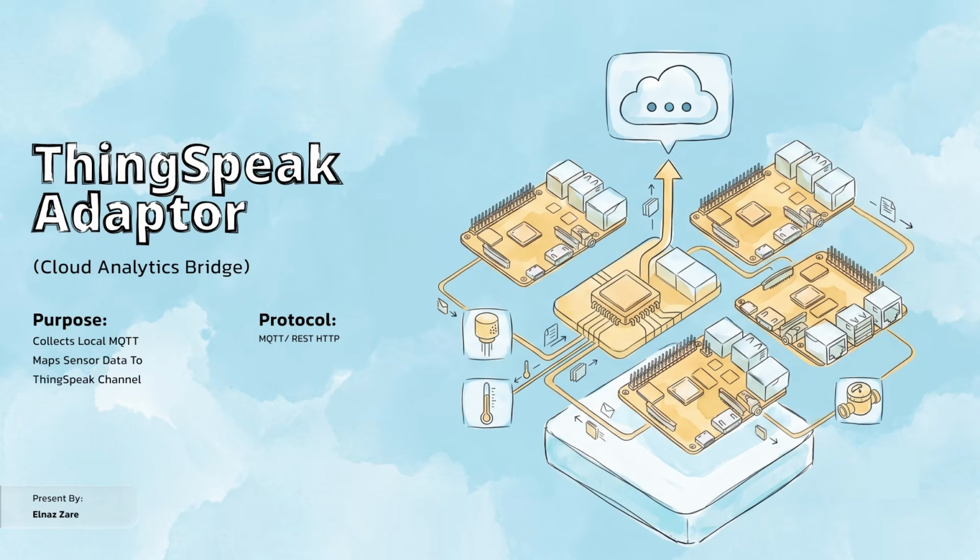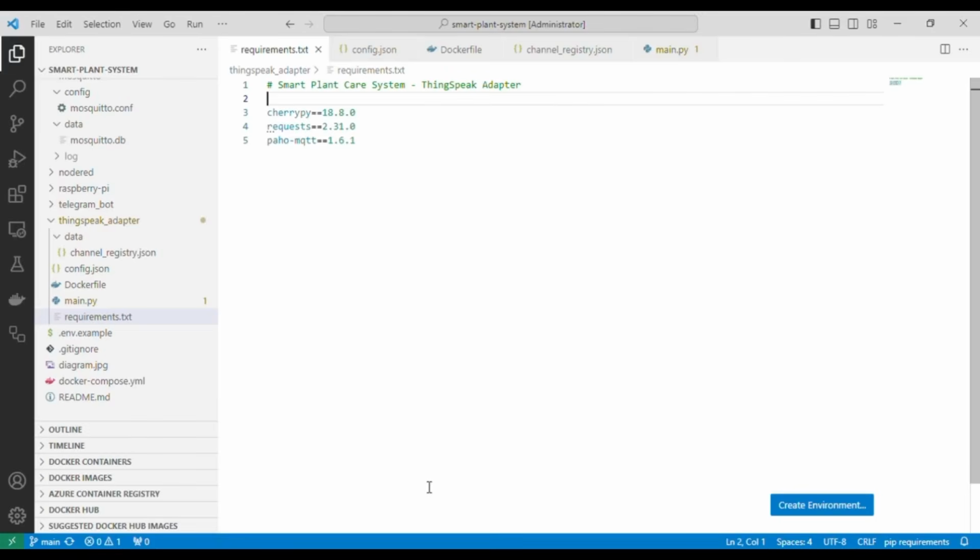requirements.txt. It specifies the external Python libraries required for this microservice. CherryPy provides an embedded multi-threaded HTTP web server for REST endpoints and health monitoring. Requests handles outbound synchronous HTTP calls to our central catalog and the external ThingSpeak API. Paho MQTT connects our adapter to the Mosquitto broker for asynchronous messaging.